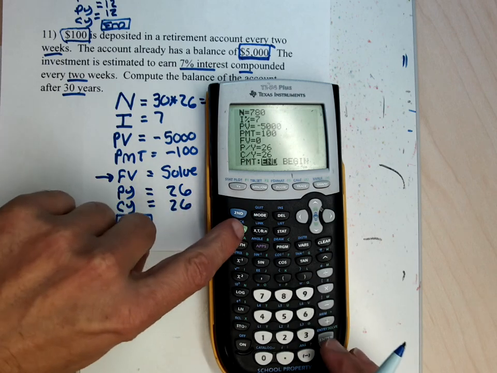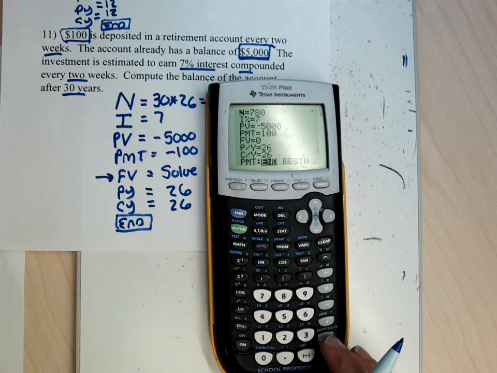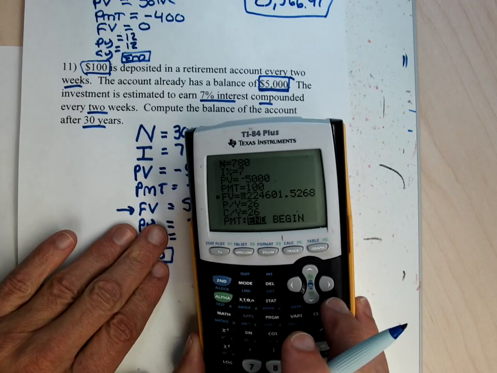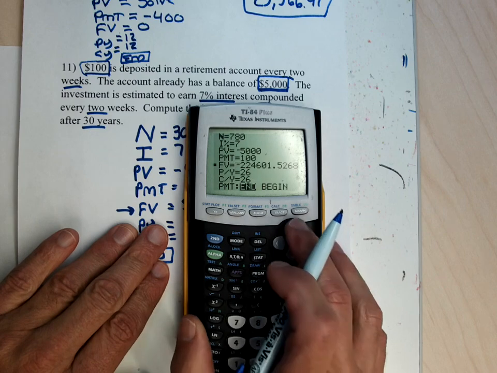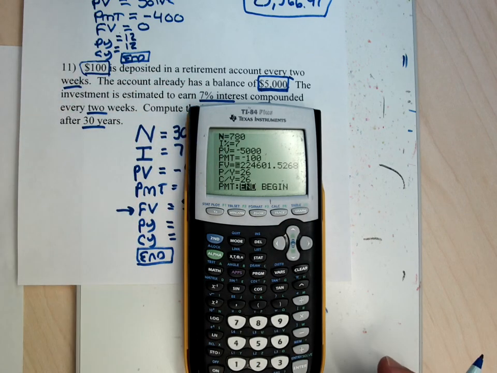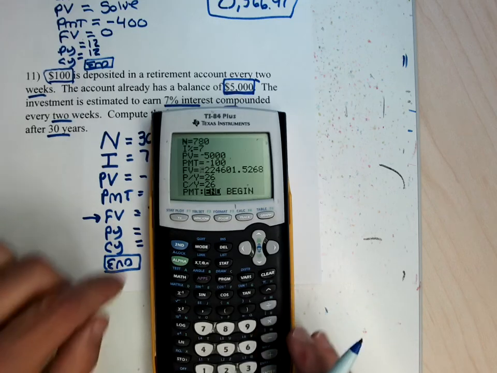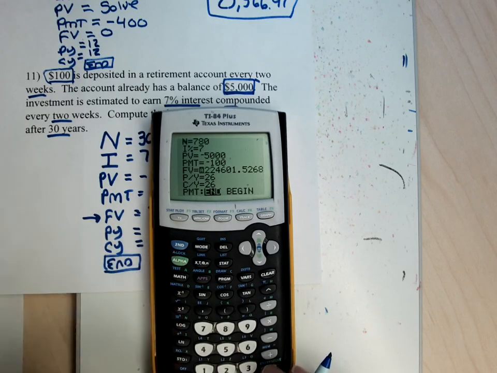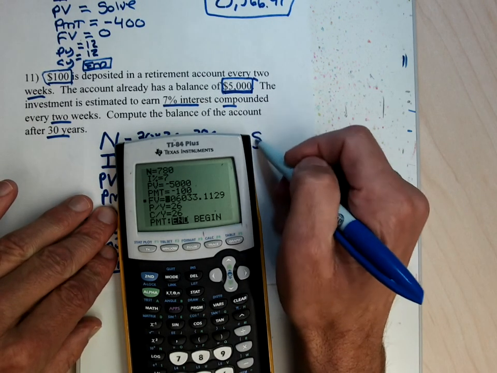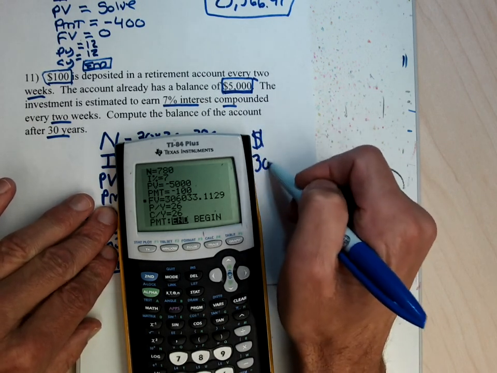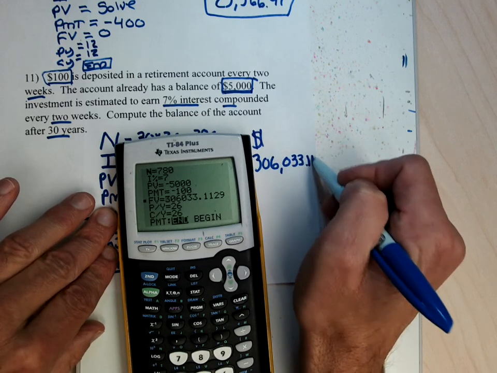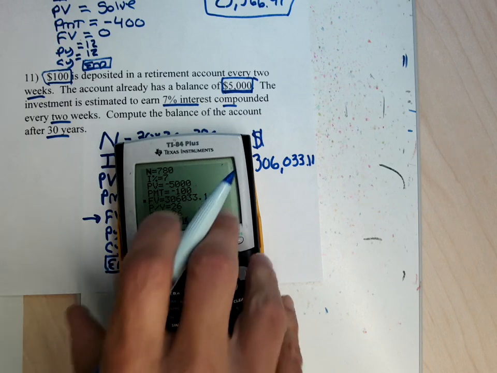So now I'm going to hit the green alpha button when my cursor is flashing on the FV and hit enter, and that's going to give me the answer. And whoops, I messed up. I didn't put the payment in as negative. It should be negative 100. The PV and the PMT need the same signs. It doesn't matter which sign they have, but they both have to have the same sign. And now I'm going to alpha and enter, and I get 306,000 $33.11 as my answer to number 11.